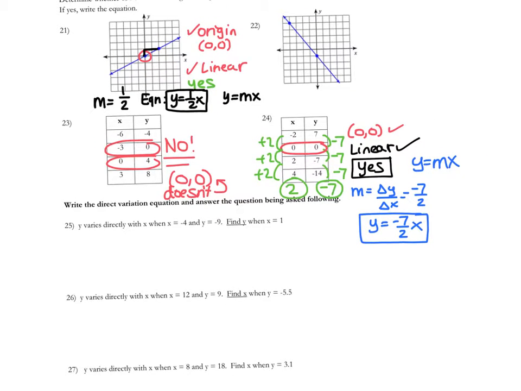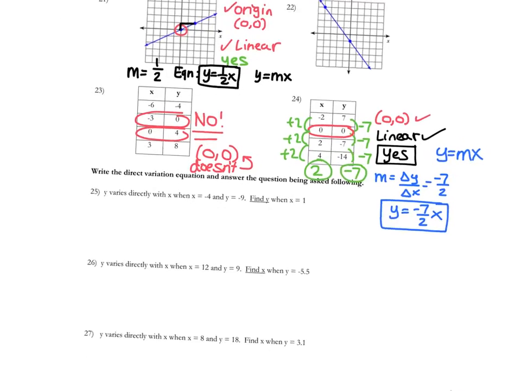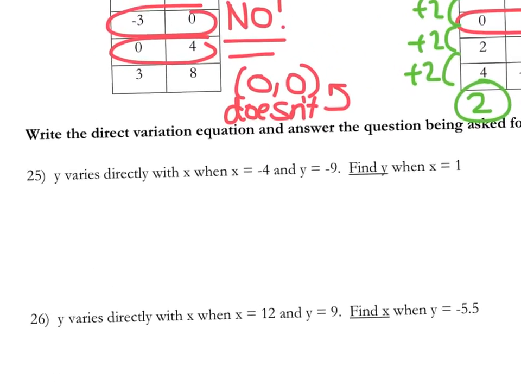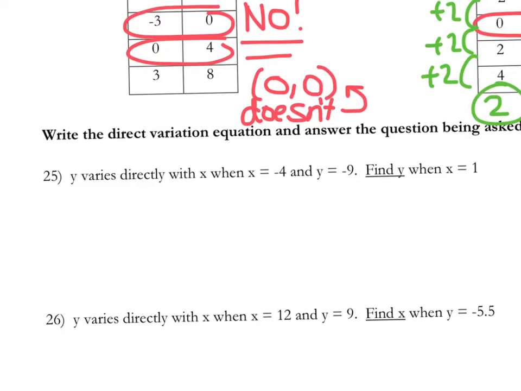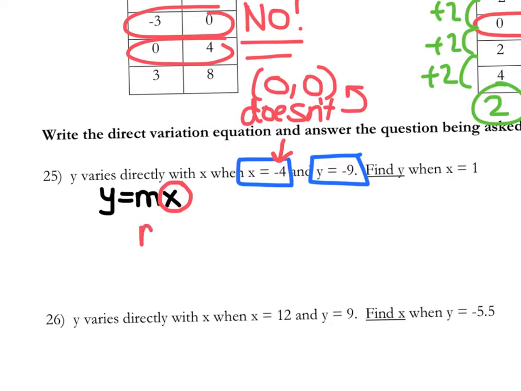And my very last example is these types of word problems. All right, number 25. It says y varies directly with x, so as soon as I see that, I'm going to write down y equals mx, because I know I'm going to use that equation. And it gives me things to plug in. x equals -4, y equals -9. So I'm just going to replace x with -4, and I'm going to replace y with -9. And I need to solve for m.